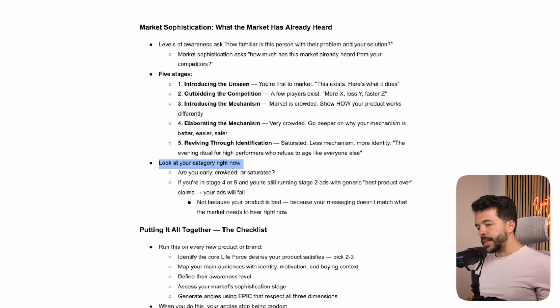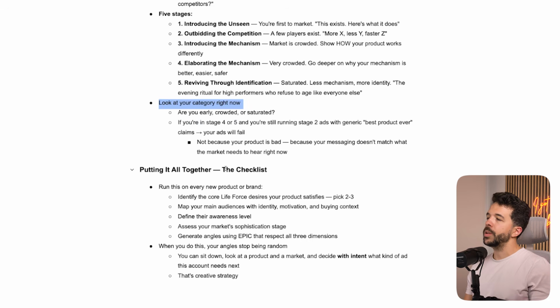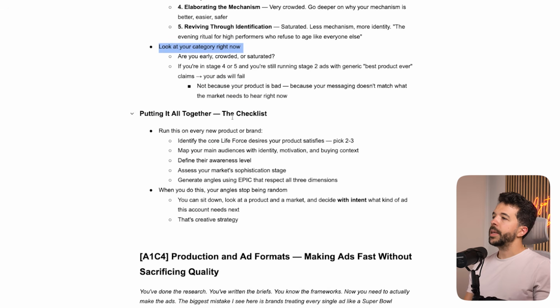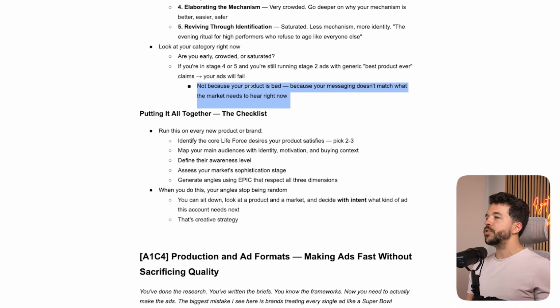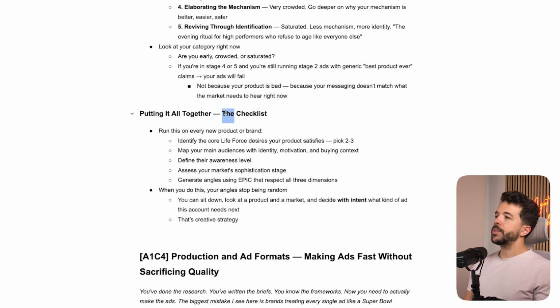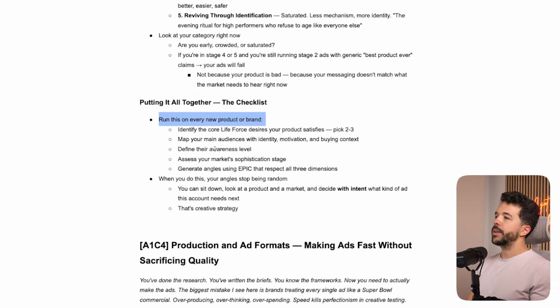How do you understand what stage of market sophistication you are in? Are you early? Are you in a crowded market? Are you in a saturated market? Based on that, you want to decide how you promote your product. And if you misread the stage, your ads most likely are going to fail. This is not because your product is bad, but because your messaging doesn't match what the market needs to hear right now.